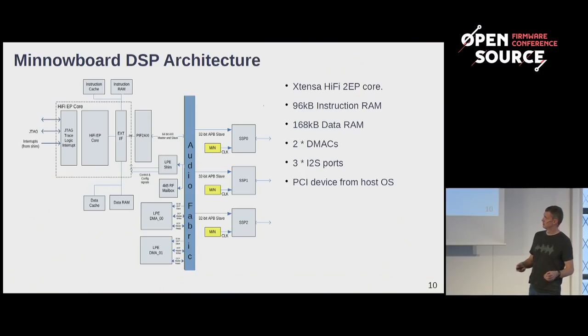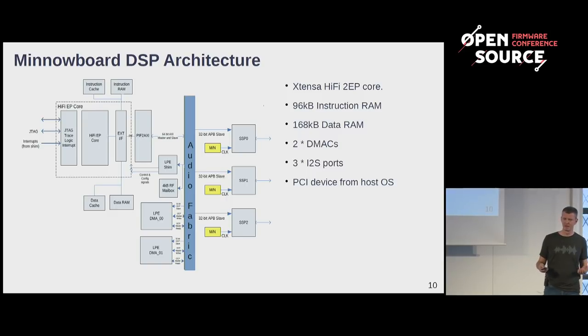So this is the architecture of the DSP we were targeting. You can basically see it's a single DSP core, and it has a couple of DMA engines, and the SSP ports on the right-hand side are your audio interfaces, used for sending I2S audio out. There is instruction cache, instruction RAM, and in total, we're looking at 96K of RAM.